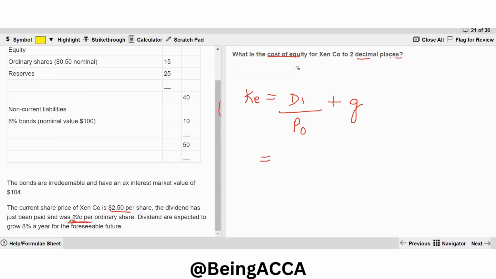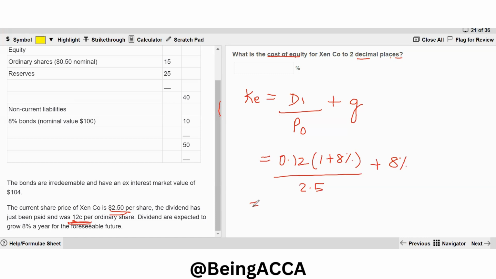Dividend 1, I can find out how. 12 cents is my dividend that has just been paid. So 0.12, and we need dividend 1. So this is D0. To make it D1, I will just add the growth rate, so this is 1 plus 8%. And then I will divide this by P0, which is 2.5 given to us, plus the growth rate, which is 8%.